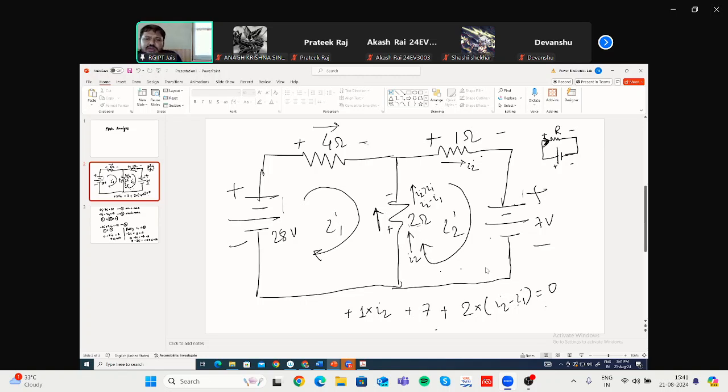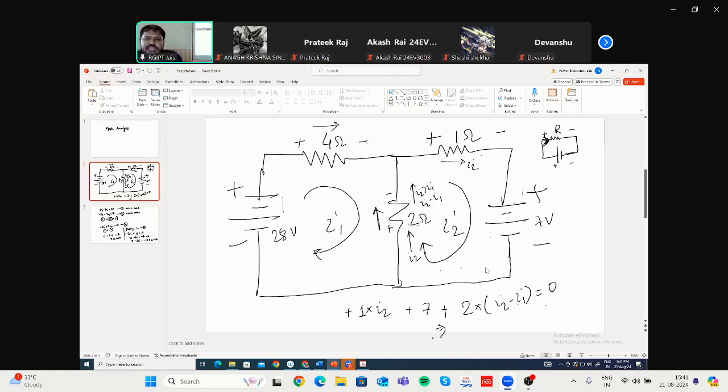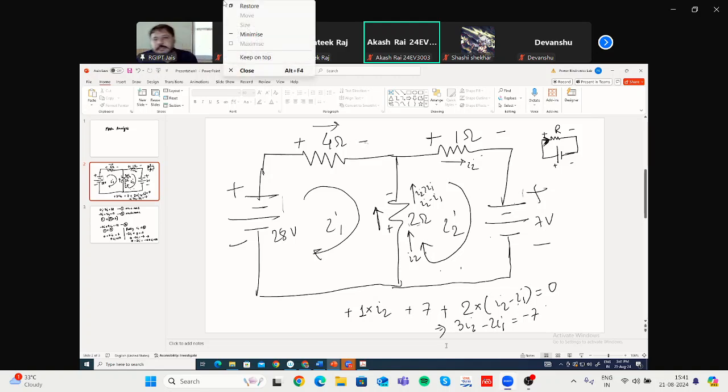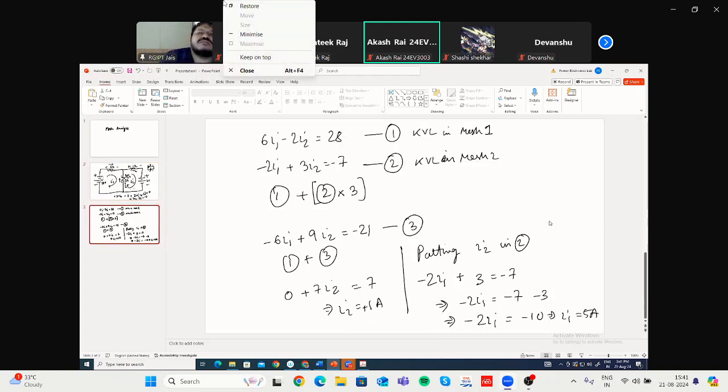Okay. So now I2, here it is I2, here it is I2. 2I2 plus 1I2, that is 3I2. These two you can multiply here also. So minus 2I1, that is equal to minus 7. Is it clear? Yes, sir. So now you can just solve two equations, two unknowns. You can solve it.